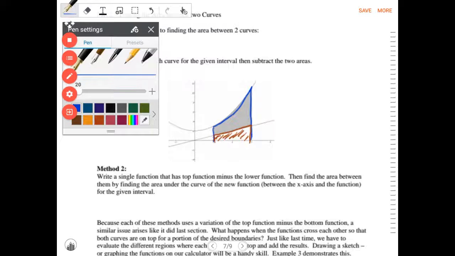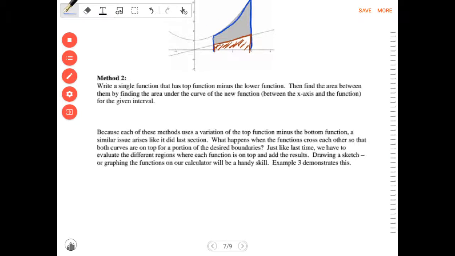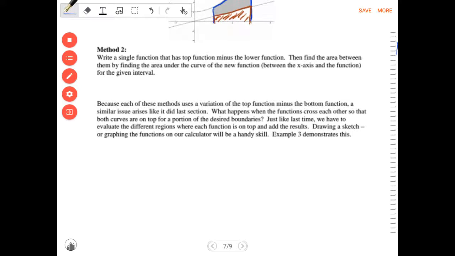The second method, which I like to use, but again, it's up to you: we write a single function that is the top function minus the lower function. Then we find the area between them by finding the area under the curve of the new function, between the x-axis and the function, for that given interval. It's pretty straightforward.